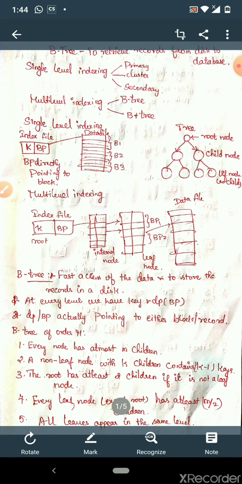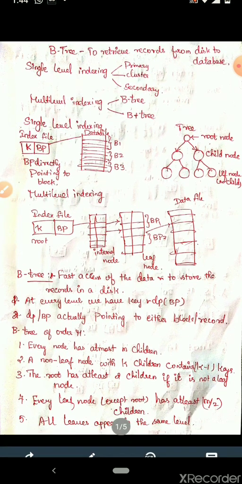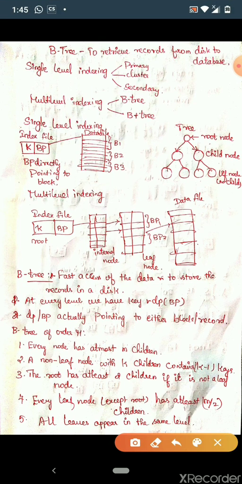Single level indexing is again categorized as primary indexing, secondary indexing and cluster indexing. Multi-level indexing is classified as B tree and B plus tree. So I'll tell you what is single level indexing.